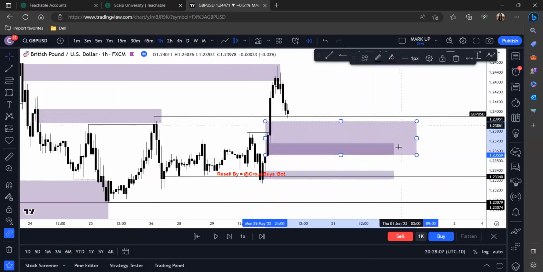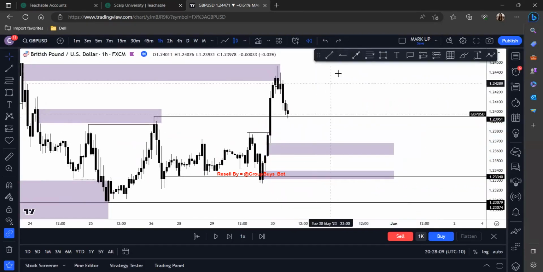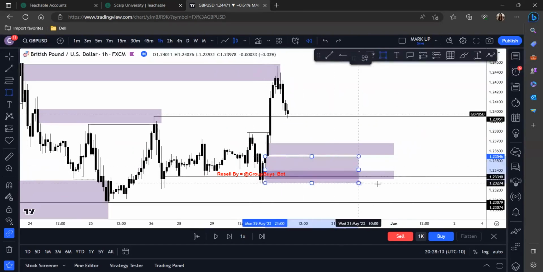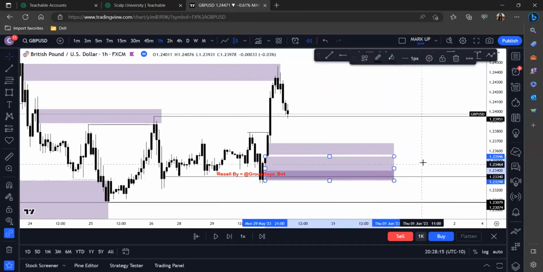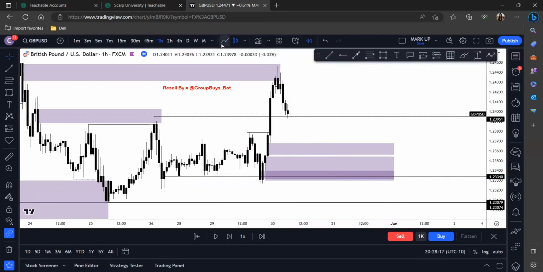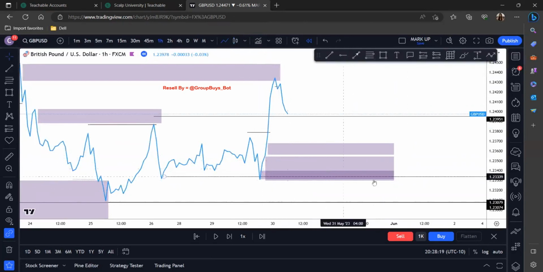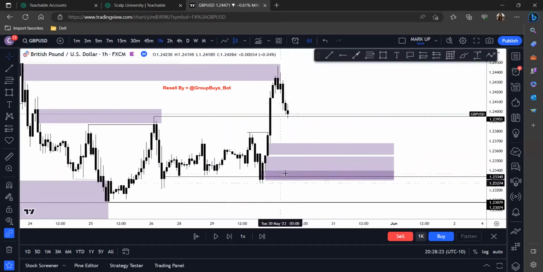Because if we go to the line chart, look, we have a whole supply and demand area too, right? So those traders are going to mark up all of this. We have all these 3 areas, right?